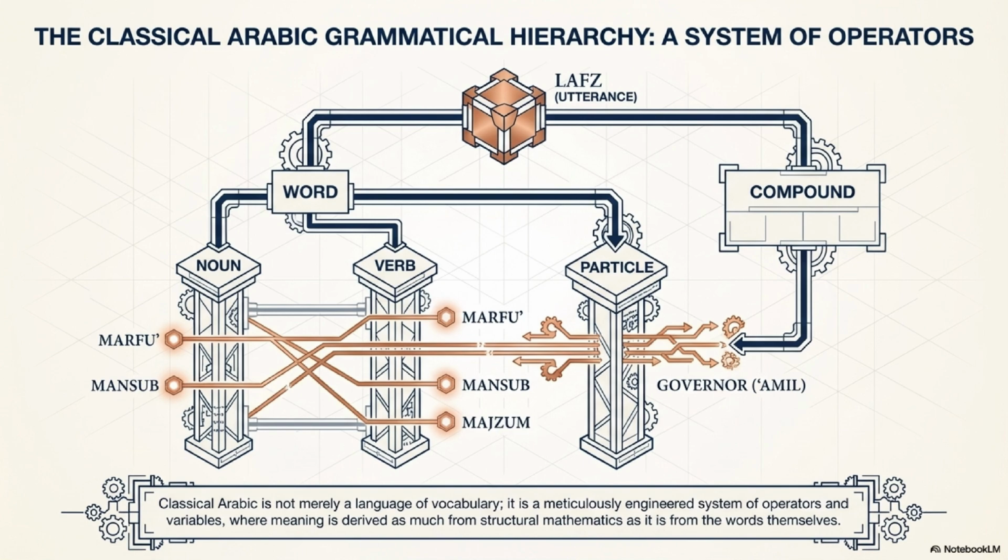Or ismiya, the nominal sentence. This is built simply on a subject and a predicate. The example is "Zaid is standing." Number 2, the verbal sentence, or filia, built on a verb and a subject. The example, "Zaid stood." Number 3.